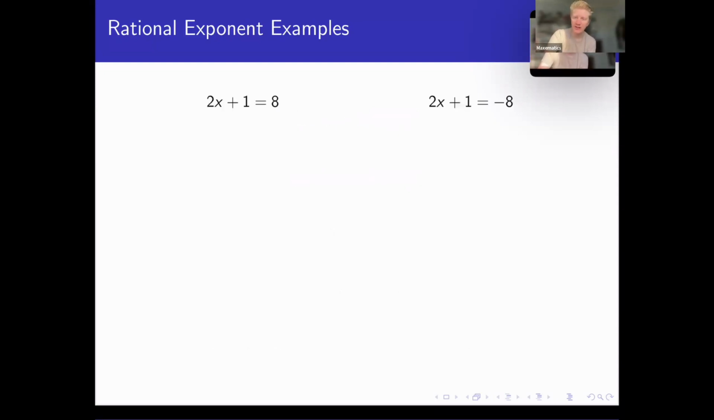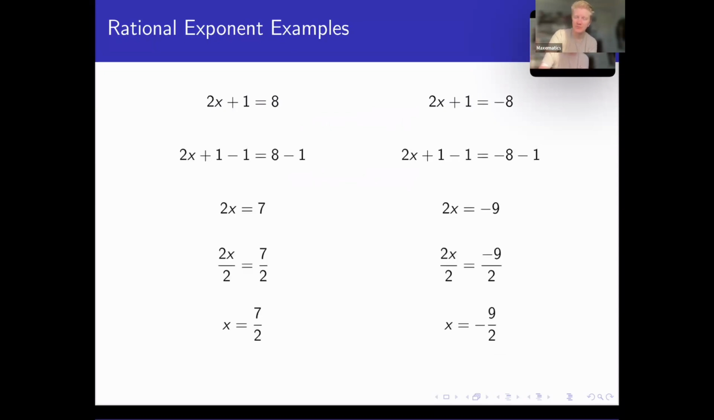And now we again have two equations. 2x plus 1 equals positive 8. 2x plus 1 equals negative 8. Subtract 1 and divide by 2. And we get two answers. So again, one more time. Original numerator odd, no plus and minus. Original numerator even, yes, plus and minus.